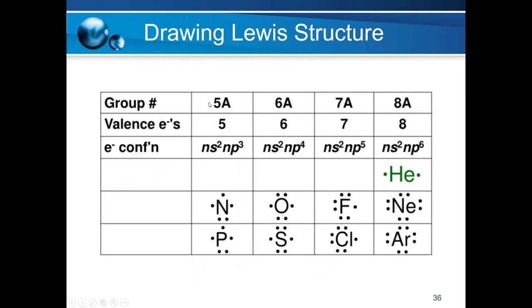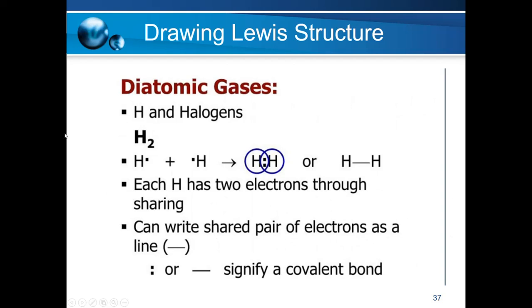Okay, and this is for groups 5, 6, 7 and 8. This is the noble gas group. So diatomic gases, for example, hydrogen and the halogen group. Hydrogen with hydrogen, it only has 1 electron. When it shares, it becomes 2 electrons. We can write a shared pair of electrons as a line, or one line we call a single covalent bond.